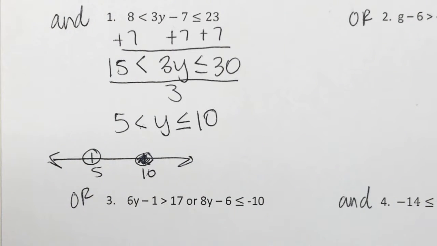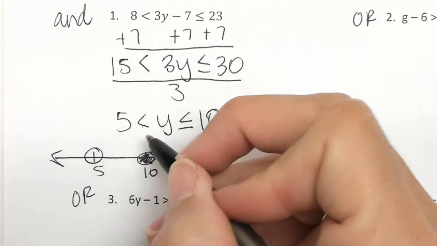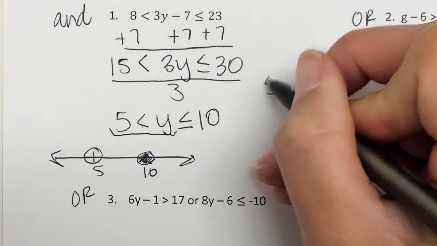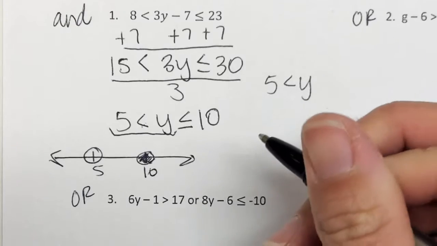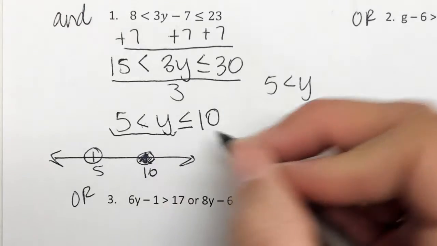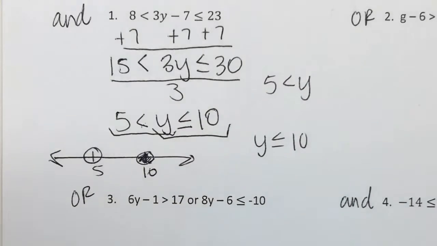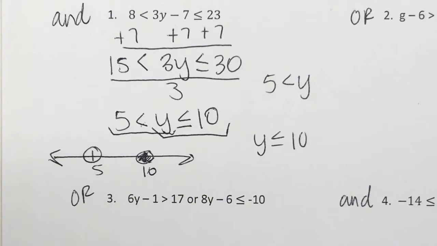Alright, if you have to break it up like this, the first time I'm going to break it up like this. If not, we won't worry about it, okay? I'm going to write this as 2 separate inequalities. This one, I'm going to write as 5 less than y. Go ahead and write that. And then I'm going to write y is less than or equal to 10 as my second inequality. So I'm just breaking it up.